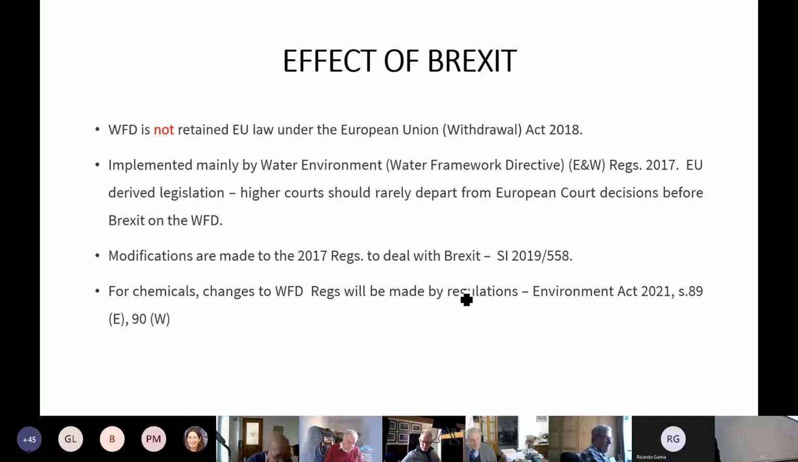Although bear in mind, in the Environment Act, the requirement in the EC that environmental directives should be based on a high level of protection has gone. And so that's a considerable degradation of environmental law in my view. We'll have to see how the courts deal with that. Modifications have been made to the 2017 regulations to deal with Brexit. And for chemicals, changes to the regulations will be made by other regulations under Section 89 of the Environment Act. So we are going to see changes in the directive.